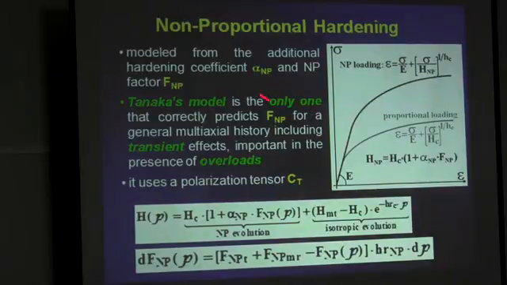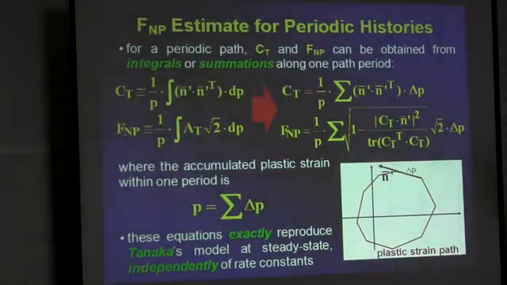Regarding non-proportional hardening, you have the additional hardening coefficient, which is a material parameter, but actually has some strain level dependence, stress level dependence, and the non-proportionality factor, which only depends on the loading. And so far, Tanaka's model is the only one that can correctly predict this non-proportionality factor, including all the transient effects, which are very important in the presence of overloads. We actually use the polarization tensor. So these are the equations that we've implemented to calculate this non-proportionality factor. This is the differential equation of this non-proportionality factor.